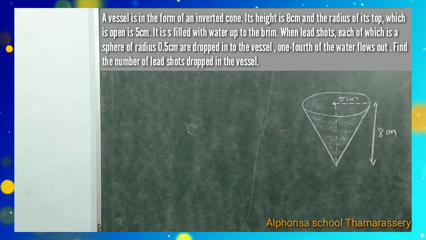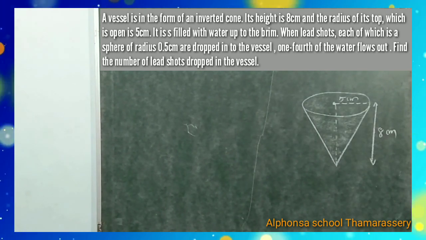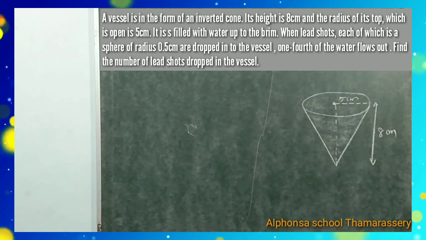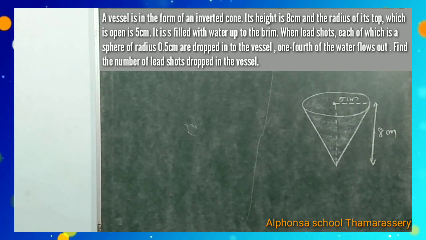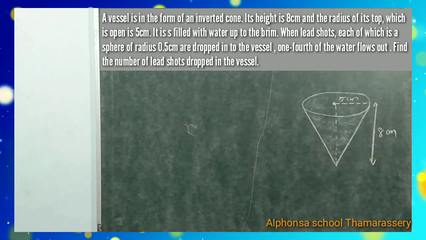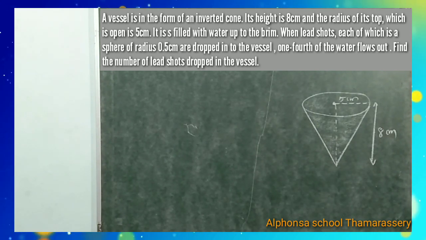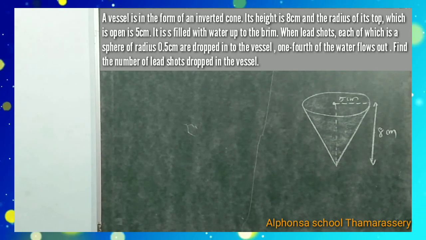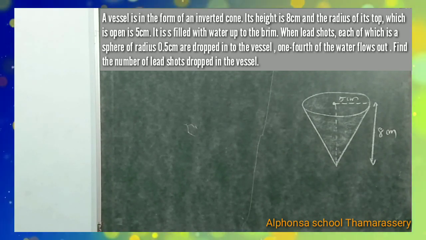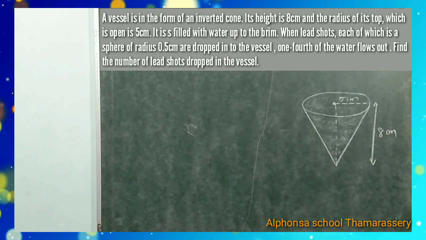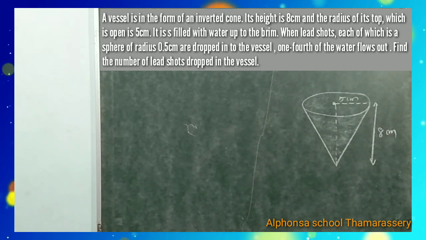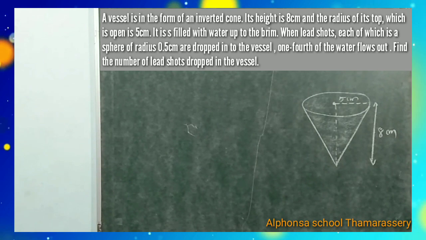Look at the next question. A vessel is in the form of an inverted cone. Its height is 8 cm and the radius of its top, which is open, is 5 cm. It is filled with water up to the brim. When lead shots, each of which is a sphere of radius 0.5 cm, are dropped into the vessel, 1/4 of the water flows out. Find the number of lead shots dropped in the vessel.